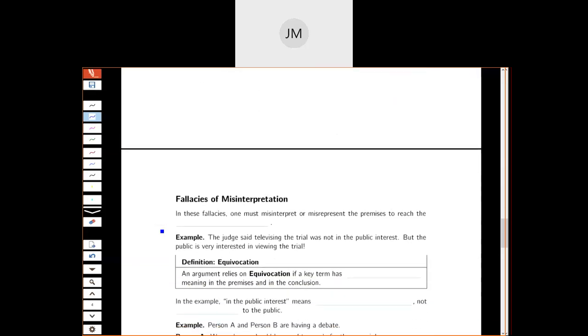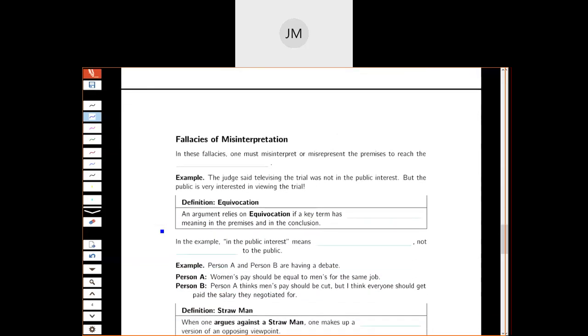Let's look at another category of logical fallacies, the fallacies of misinterpretation. In these logical fallacies, one must misinterpret or misrepresent the premises to reach the conclusion. So let's look at some examples. The judge said televising the trial was not in the public interest, but the public was very interested in viewing the trial. Okay, so when we look at these fallacies of misinterpretation, we have to be careful.